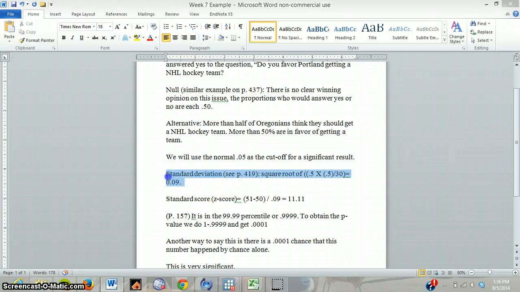So first we need to calculate a standard deviation, and I used the formula from page 419 in your book. It's the square root of the null value, 0.5, times 1 minus the null value, 0.5, divided by the sample size of 30, and I got 0.09.